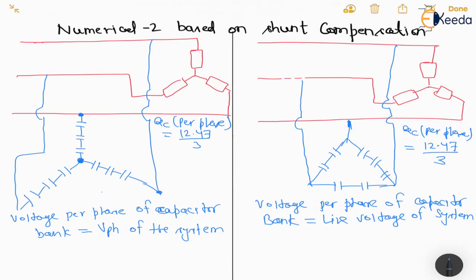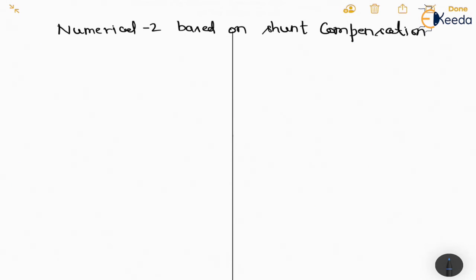So in both the cases, now we are going to find out the relation between them. The same comparison we are doing here: it is a star connection and here it is the delta connection. So QC per phase now we are going to calculate. QC per phase is equal to P by 3 into tan of phi 1 minus tan of phi 1 dash. If P is in 3 phase, that is active power in 3 phase, so P by 3 means this will be single phase, and tan phi 1 minus tan phi 1 dash.